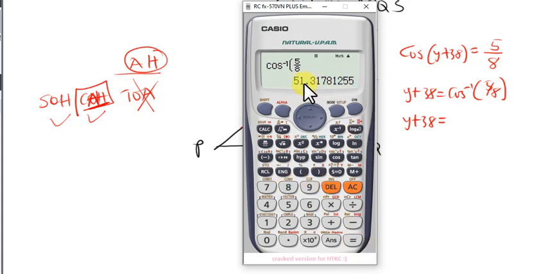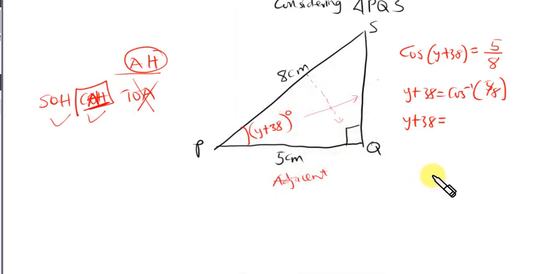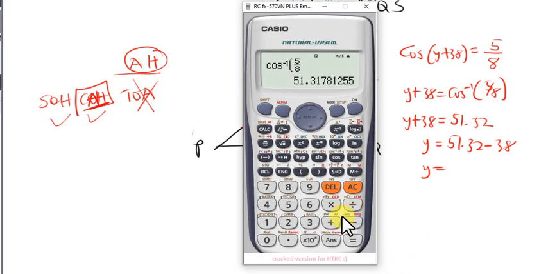The question says we are to leave it to the nearest whole number, but we can pick it from here: 51.3178, or 0.32 is okay. That is the 2 decimal place. So let us pick that one: we have 51.32. To find y, we subtract 38 from both sides of the equal sign.